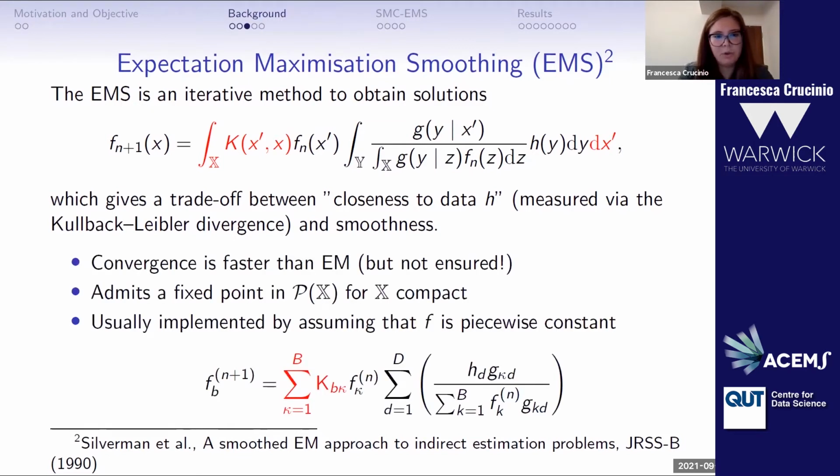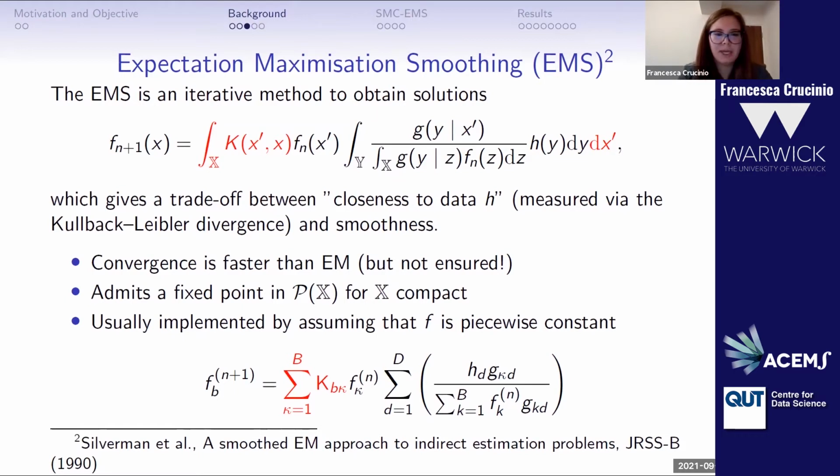And so we do know a couple of results about this EMS algorithm. A lot of them are not known yet. For instance, it has been shown that its convergence is faster than the EM, but there is no proof that it is converging, even though empirically it's always converging. So I'm quite sure that convergence occurs. I just didn't know how to prove it.